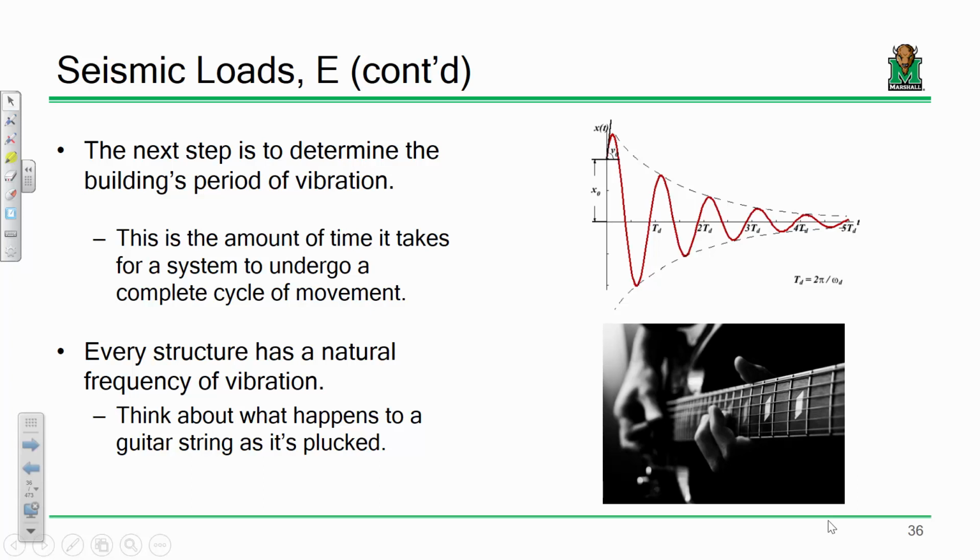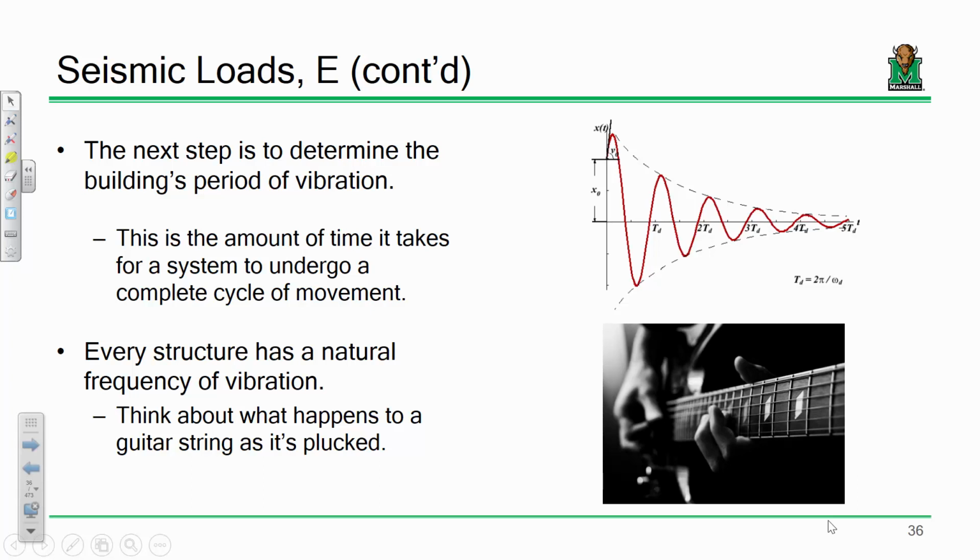That makes sense? Okay, so every structure, now I'm talking about guitar strings, but the same thing is true about buildings and bridges and everything. If an earthquake hits a structure, and the structure undergoes vibration, that structure is going to behave according to its own natural frequency, okay? And there's really 3 quantities that define how a structure behaves under vibratory loads.